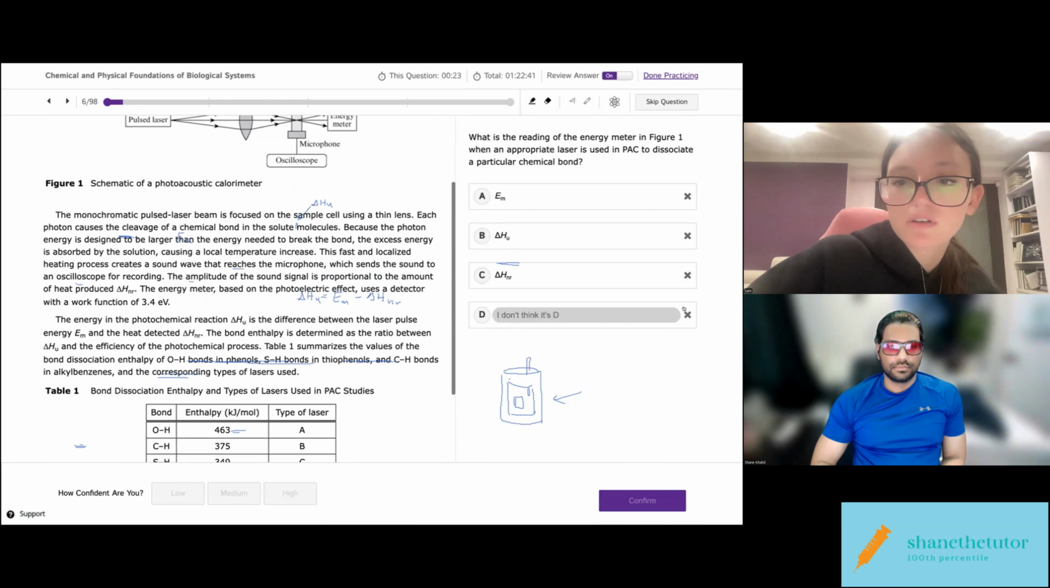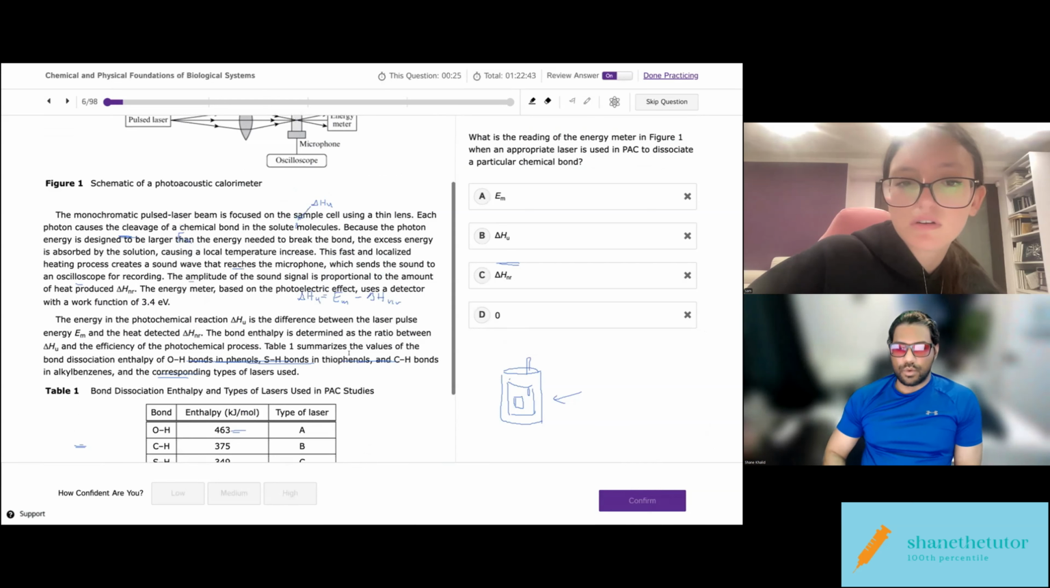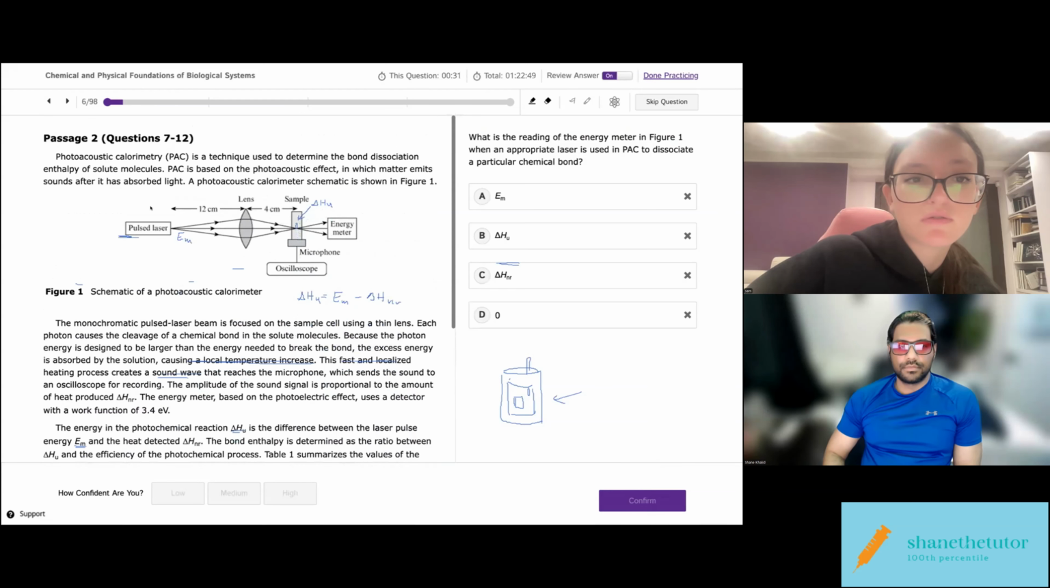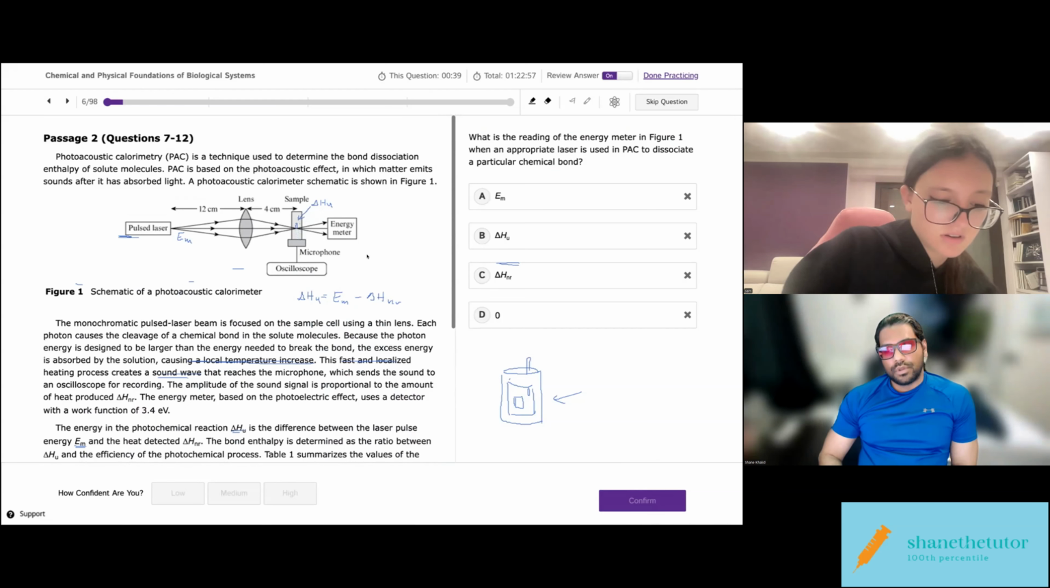Well, it's probably not 0. Why not? Because that would mean that no energy is going through it, which, if this reaction is happening, there is energy that comes out. No. So let's think about the other choices.